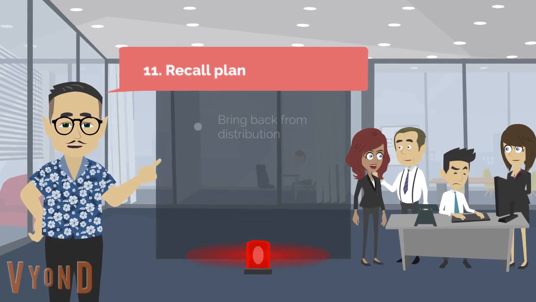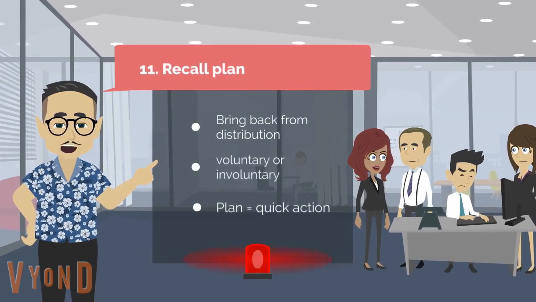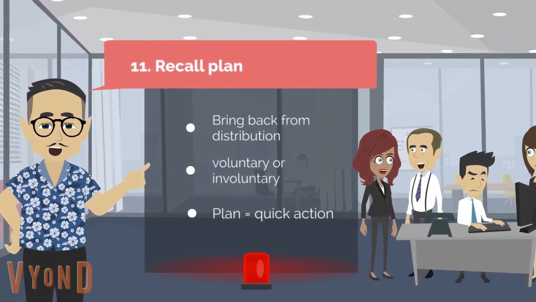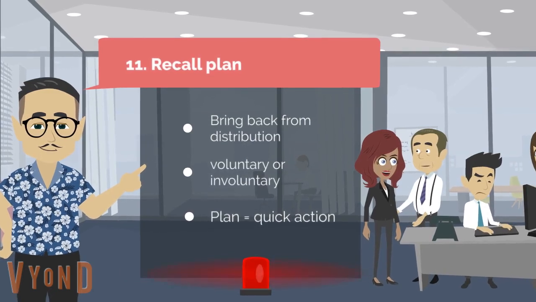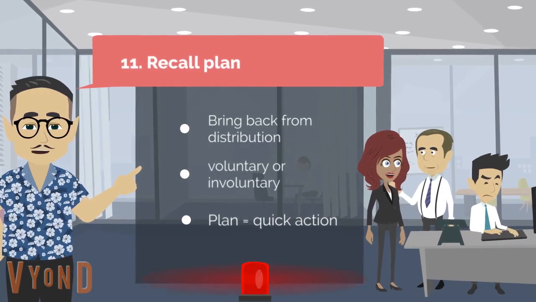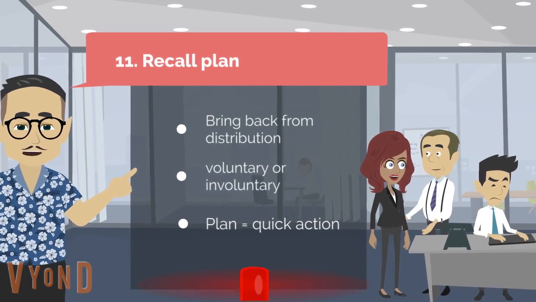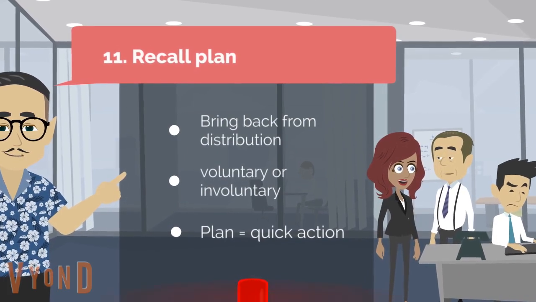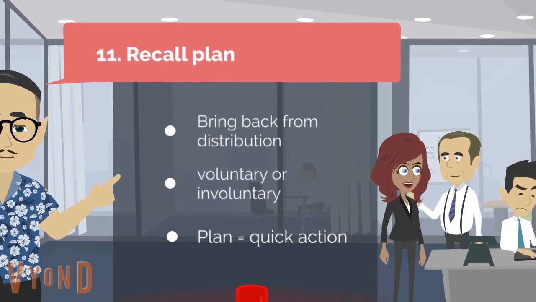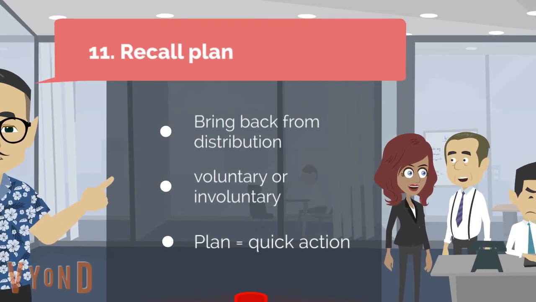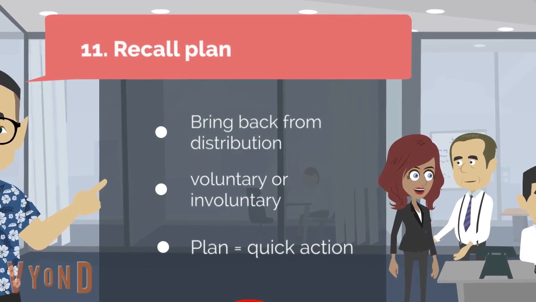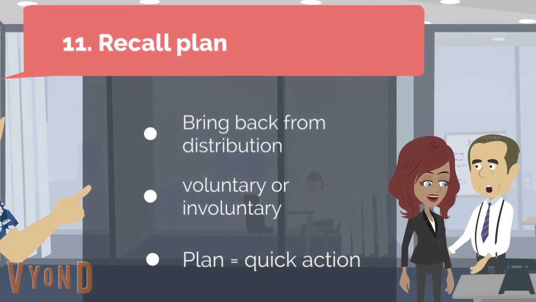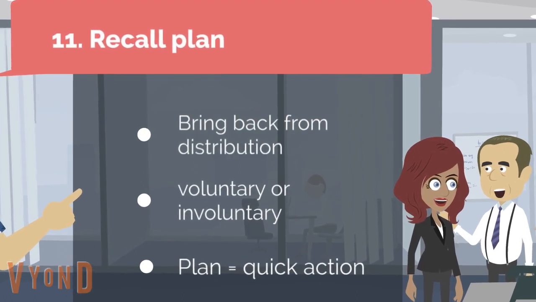Finally, and probably the scariest of them all, is number 11, recall plan. You need to prepare for the worst case scenario. A product recall is when a company has to bring back product from the distribution system, whether the product recall was the result of voluntary action by a business or involuntary action due to Ministry of Health actions. Without a plan, things can become messy and unorganized, and it can ruin a business's public image.